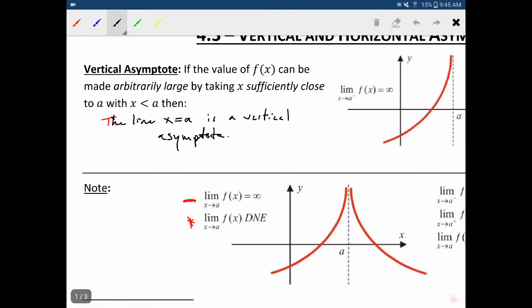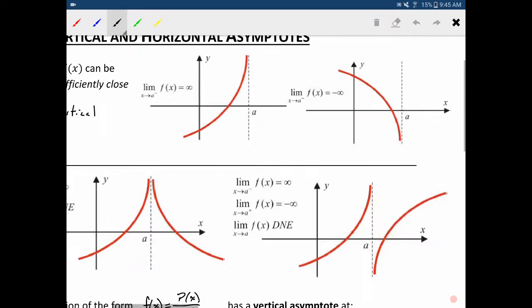with at this point, but the actual definition is that if the value of f of x, your y value, can be made arbitrarily large by taking x's as close as possible to a, or as close as we need to get, as long as x is less than a, then x equals a is going to be a vertical asymptote. So you can see our examples here, and you can see we can get as big as we want by getting closer and closer. As x goes closer and closer towards a, our y value gets as big as we could possibly want. It'll just keep going up and up and up.